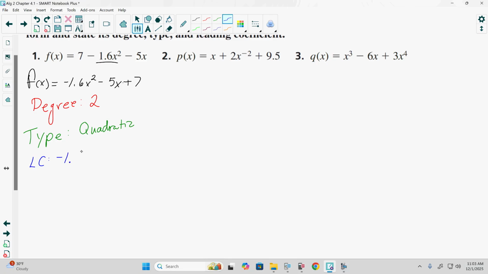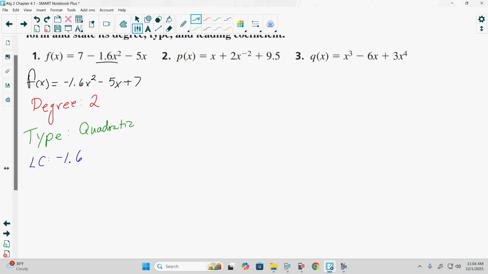The leading coefficient would be negative 1.6. Negative 1.6x squared minus 5x plus 7 would be standard form. Degree is 2. Therefore, its type is quadratic, telling us the leading coefficient is negative 1.6.